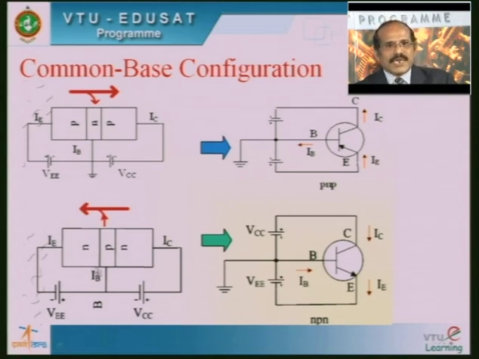Similarly, in case of NPN, the emitter base junction is forward biased by connecting the N layer, that is the emitter layer, to the negative terminal of VE with reference to the base. And on the other side, the collector, that is nothing but the extreme right N layer, is connected to the positive terminal of VCC with reference to the base here, and therefore it is reverse biased. That is what can be seen here in this common base configuration symbolic notation.